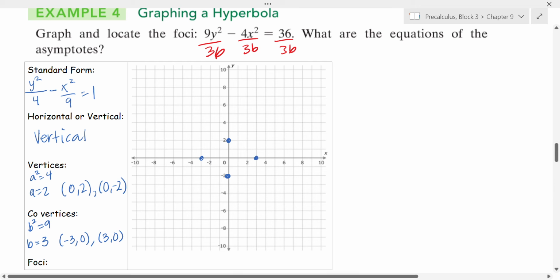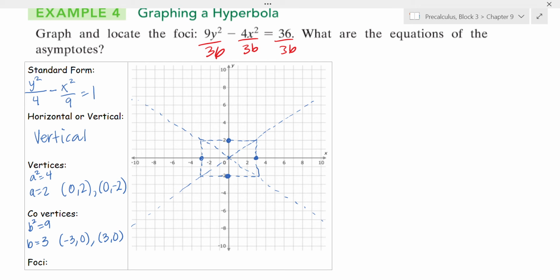And let's draw our rectangle. And that's how we know where to draw our asymptotes. Our asymptotes go from the center to each corner of the rectangle. Doesn't have to be perfect, just kind of a quick sketch there. As precise as you possibly can. Obviously, if you have a straight edge, you can draw these lines a lot more easily.